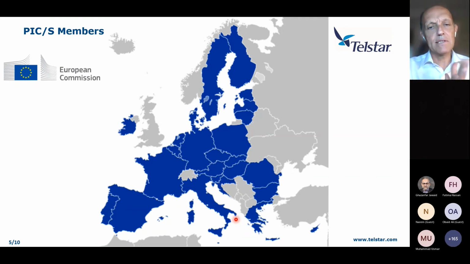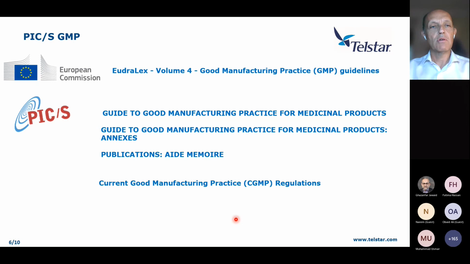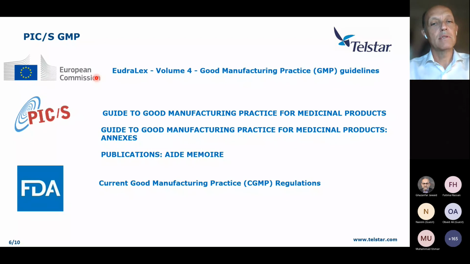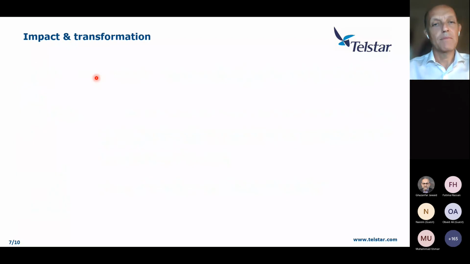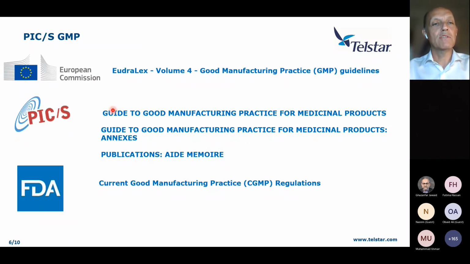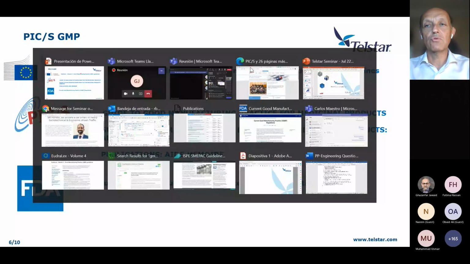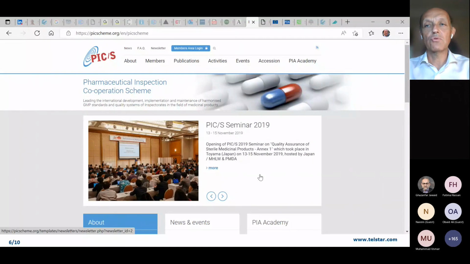So that is why I said it's important that we have common rules. Let me go quickly to that. I will share the presentation with you. We are talking about different GMPs. Of course, we have the one from Europe, the ones from PICS, and the ones from the FDA, as an example. Let me go quickly into that. I want to share with you what PICS is.